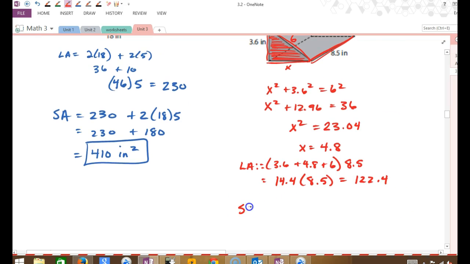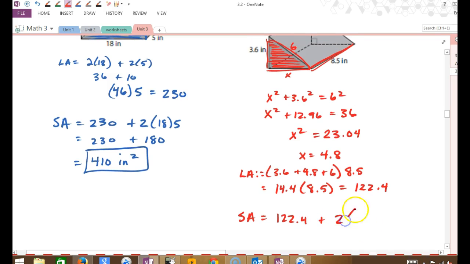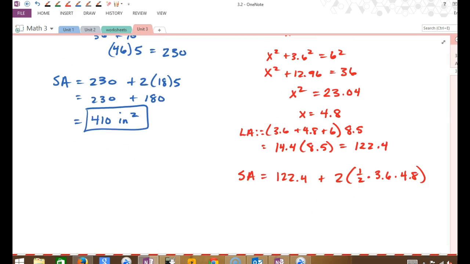All right, so then for surface area, we're going to take the lateral area, which we got 122.4, and add the area of two bases. Since we have a triangle, what's the area of a triangle? 1/2 base times height. So what's the base and what's the height? 3.6 and 4.8. So whatever 3.6 times 4.8 is.